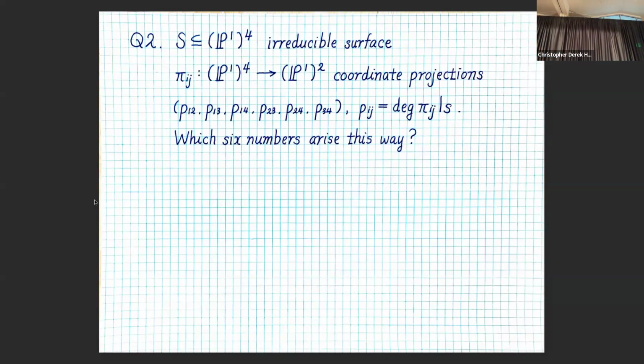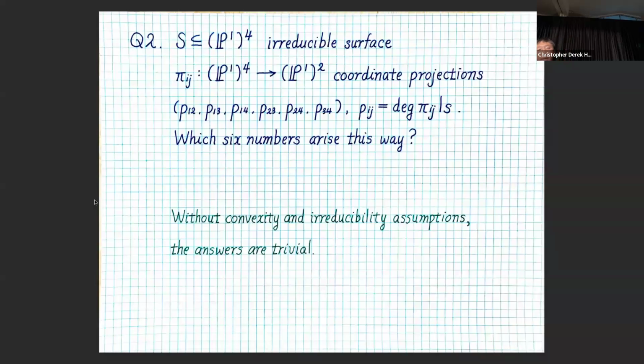You can quickly see that the data of these 6 numbers is the same as the data determining the homology class of S. So the question can be equivalently formulated as characterize the homology classes of irreducible surfaces in P1 to the 4. So for the first question on convex bodies, I'm going to later show you the full answer. For the second question, I'm going to show you some partial results together with a very optimistic conjecture that might characterize such homology classes.